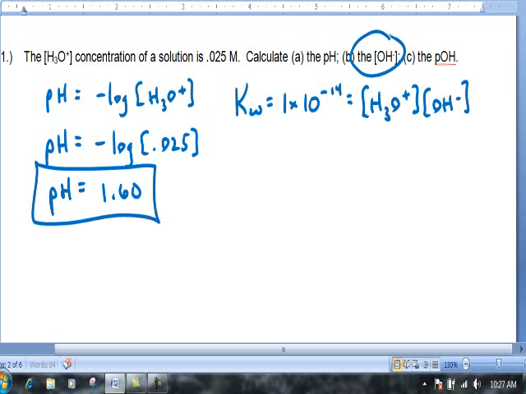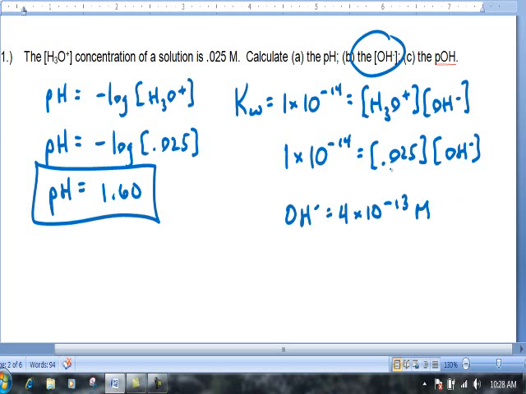The next part, to get the OH minus, we have the relationship that Kw, which is 1 times 10 to the negative 14th, is always equal to the hydronium times the hydroxide concentration. We can insert the hydronium concentration and calculate the hydroxide. Solving for the hydroxide, we get that the hydroxide concentration is 4 times 10 to the negative 13th molar.